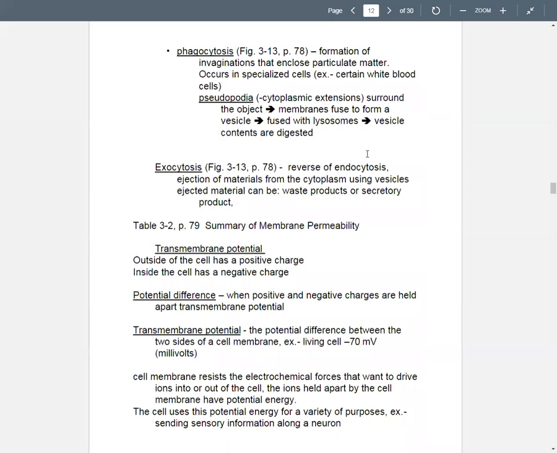You also have phagocytosis. Phago means eating, so you have cell eating. This time you get invaginations that will enclose what we call particulate matter. This happens in certain specialized cells like white blood cells. And you might know what white blood cells are good for. They help you fight infection. So if they sense something is bad, they react to it. If this is a white blood cell surface, and they see something that shouldn't be in the cell, it closes in on it and degrades it.